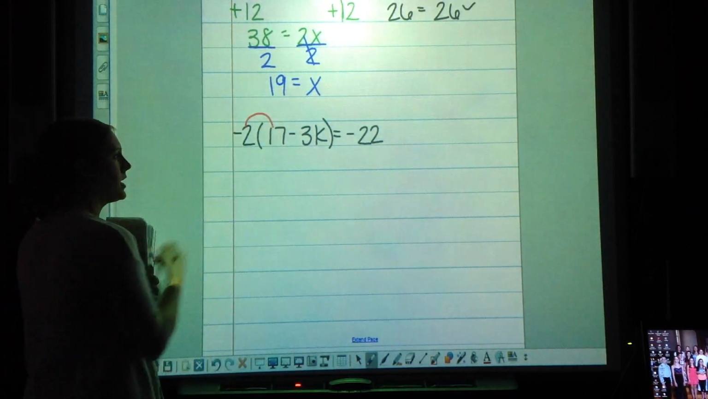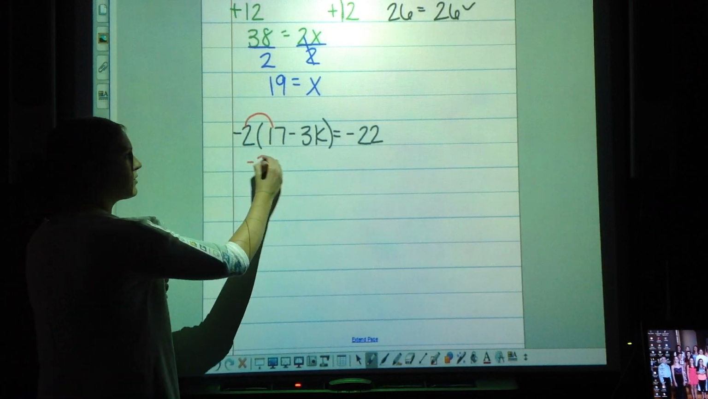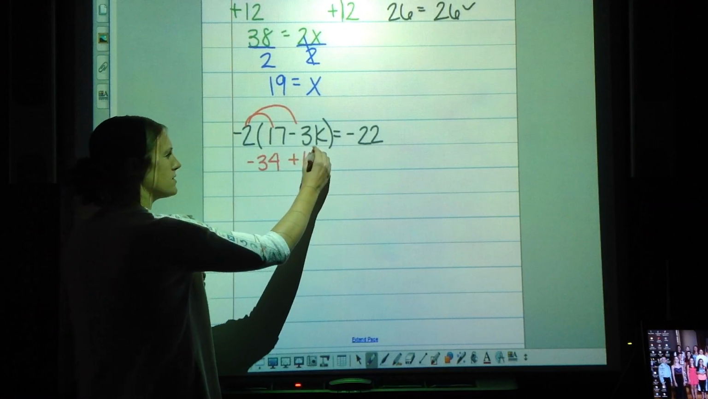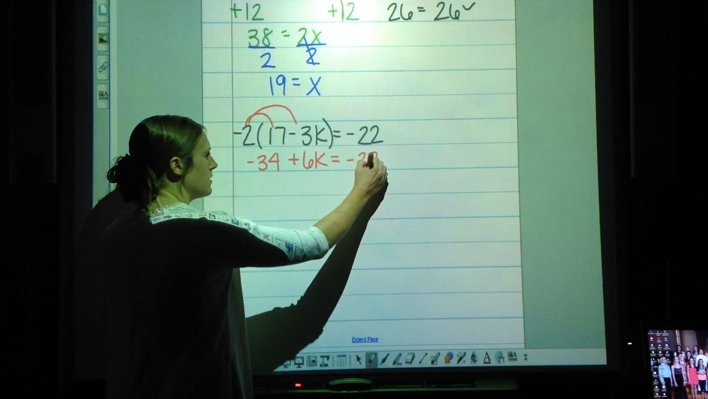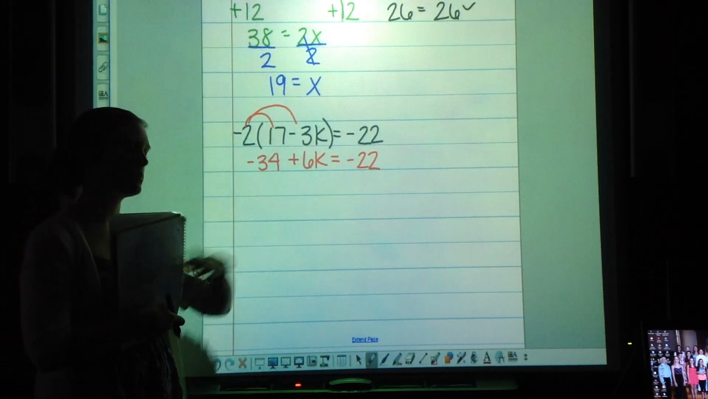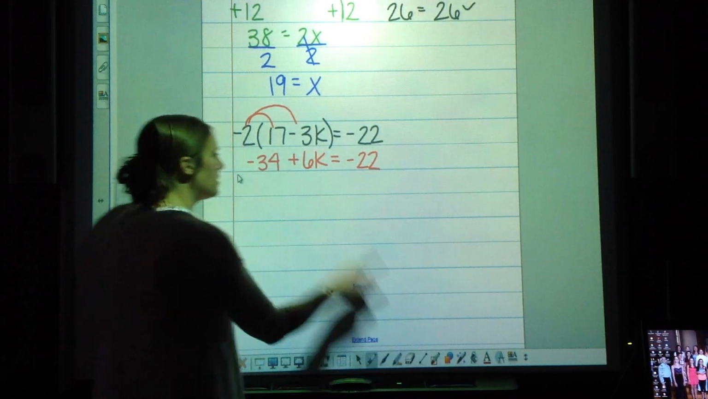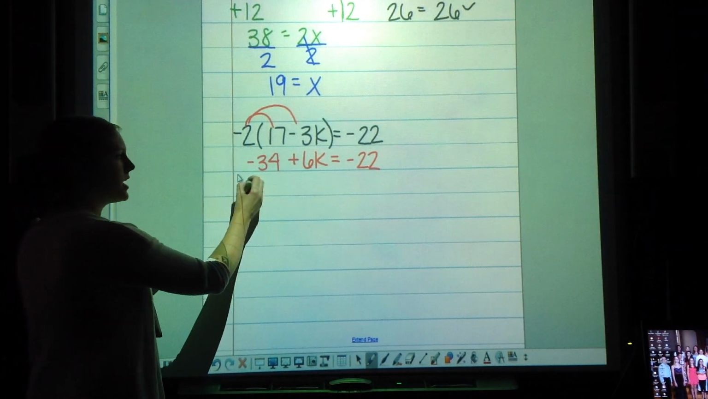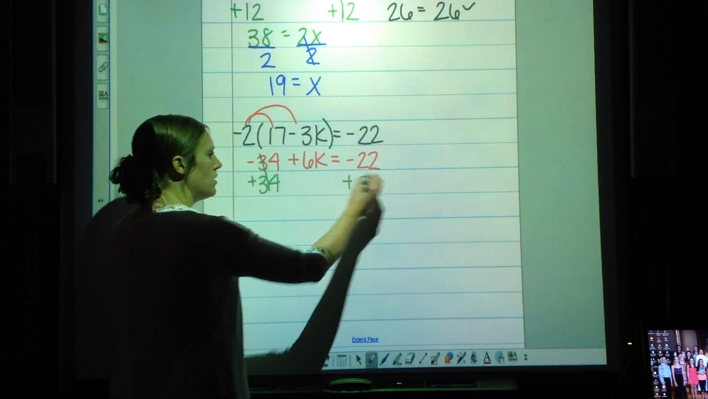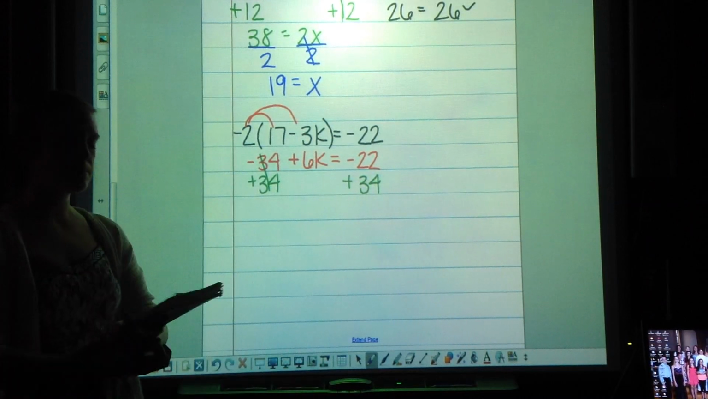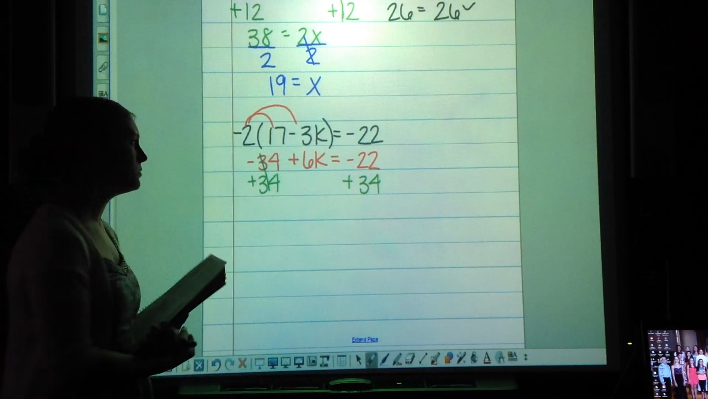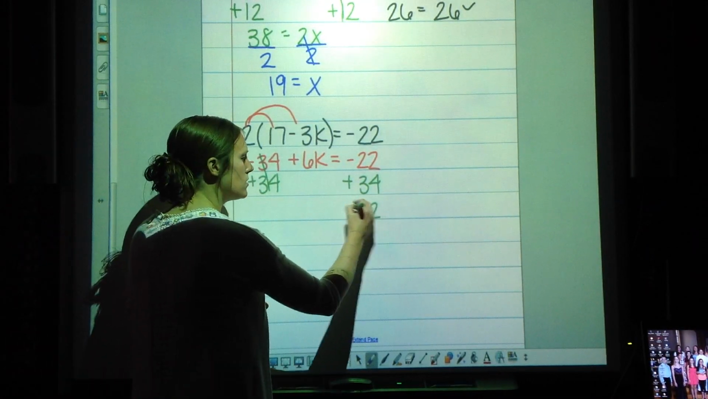Distributive property. Negative 2 times 17 is a negative 34. Negative 2 times a negative 3 is a positive 6k. I need to bring the non-variable term to the other side of the equation first. Always look at the sign out in front. It's negative, so I'm going to add. Here I'm following integer rules, so same sign sum, different sign difference. 34 minus 22 is 12.